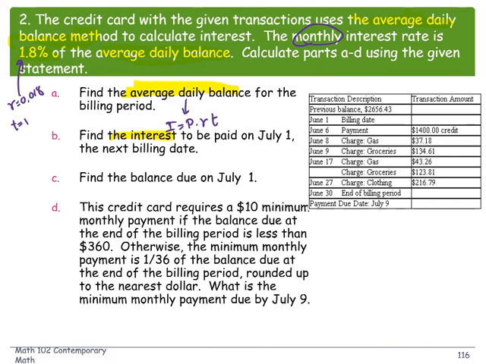In part C, we're going to find the balance due on July 1st. The balance due is computed by using the current balance plus the interest that we compute from part B. And in part D, it depends on whether the balance that we got in part C is less than $360 or not. If it is less, the minimum requirement is $10. Otherwise, it's going to be 1/36 of that balance due at the end of the billing period.